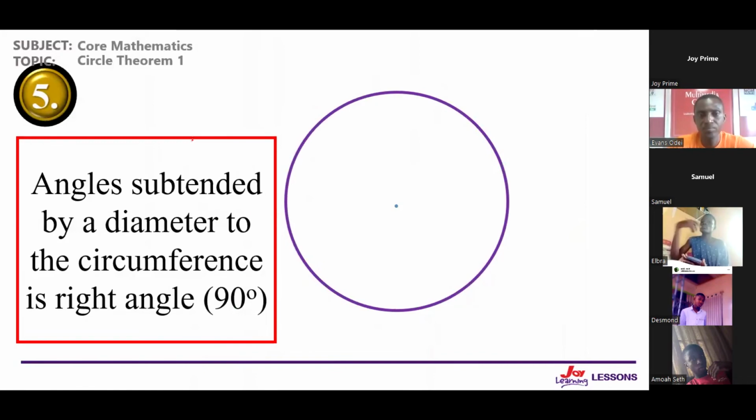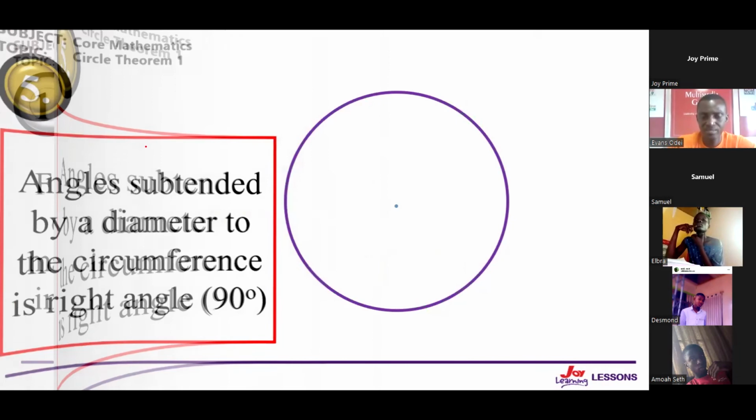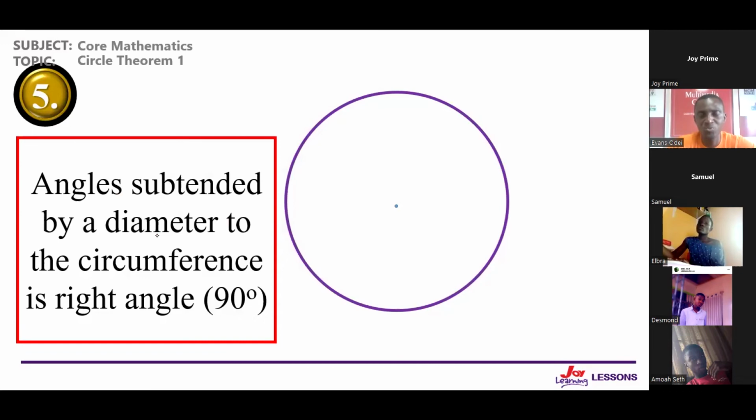All right, so let's look at this. I want to give you an assignment, and the assignment must depend on this particular theorem. So let's quickly go to that so that I can give you the assignment for the day. All right.